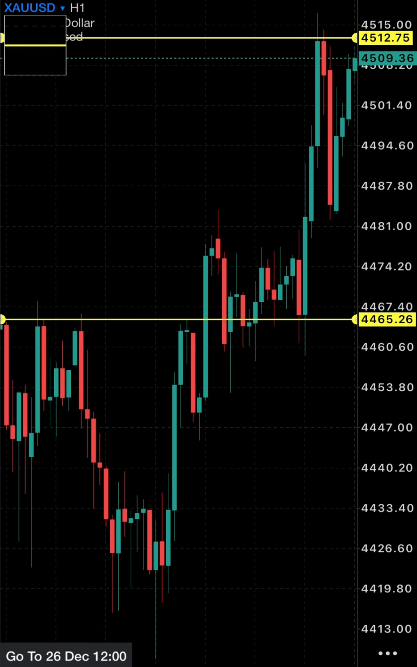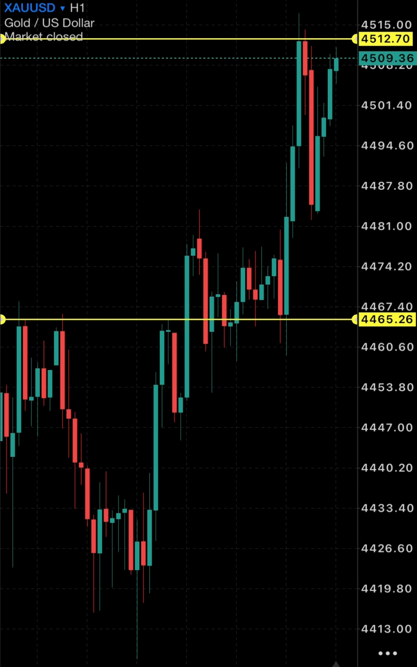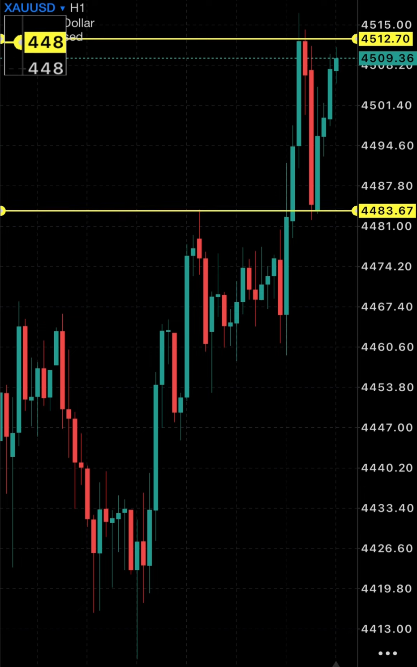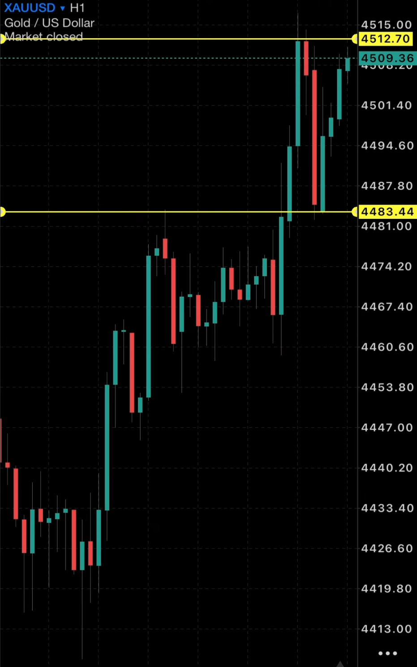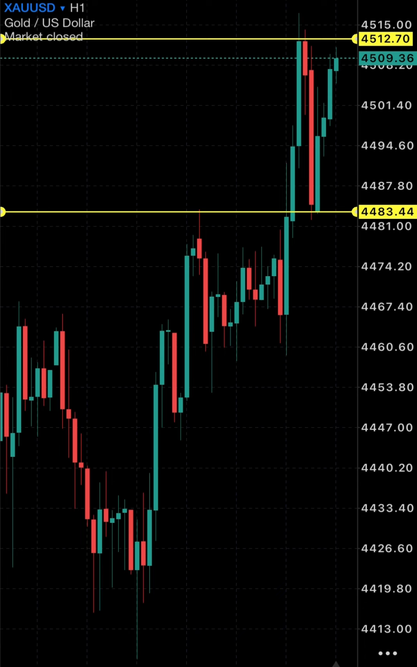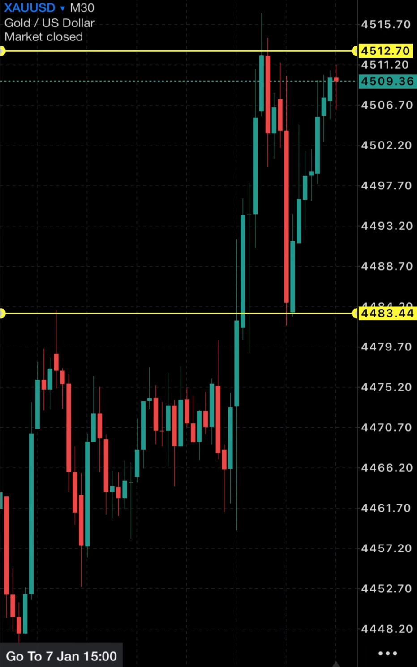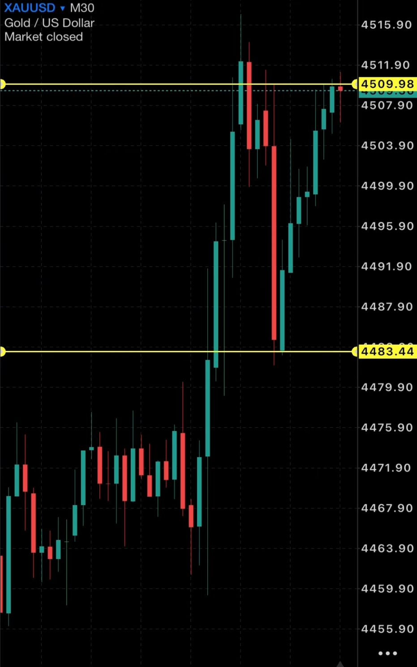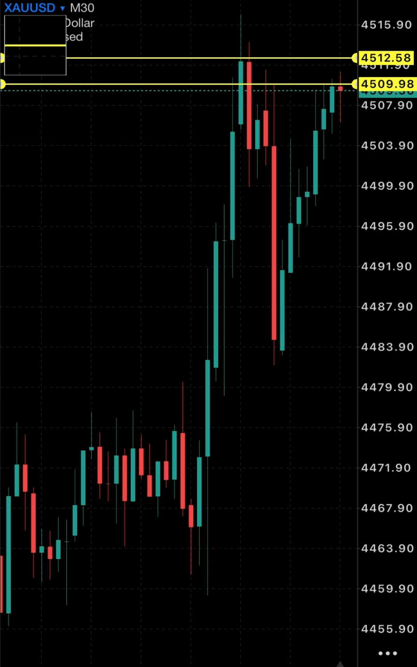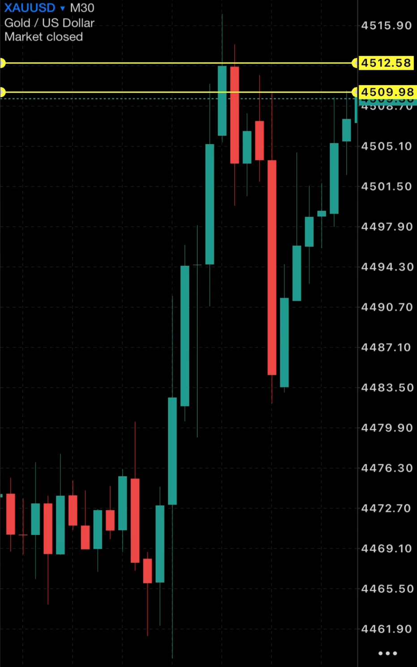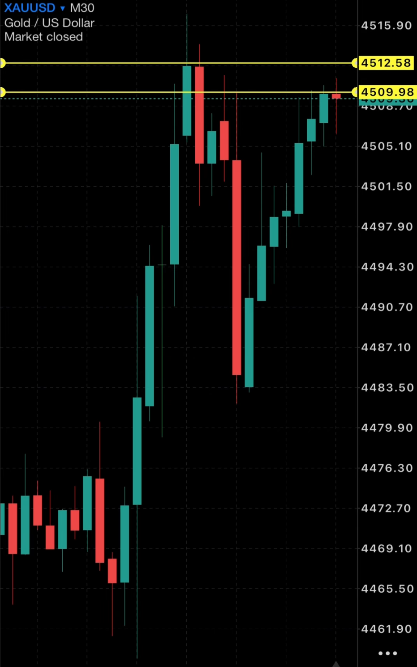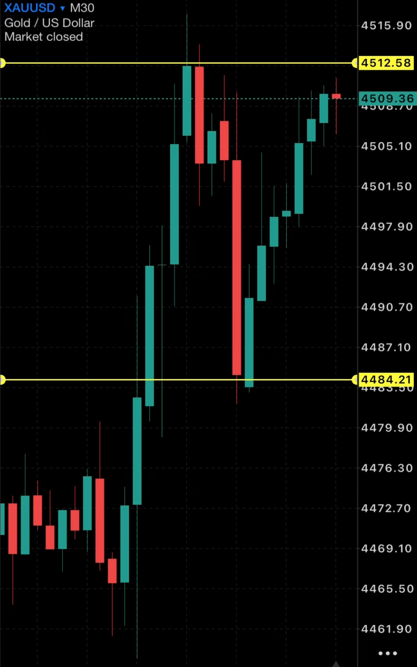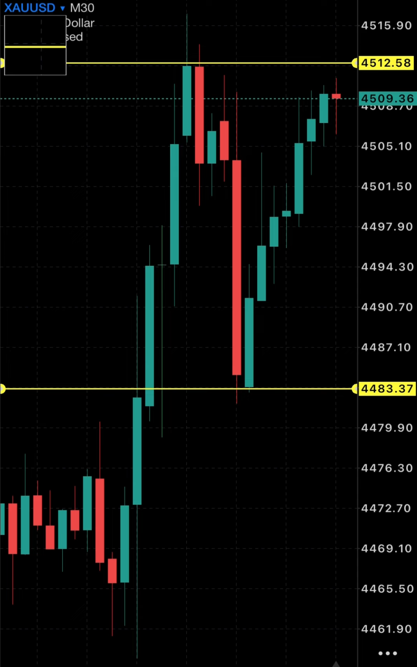On the 1 hour, resistance is coming up at 45.12, and we have our support formed at 44.83. And if we look at 30 minutes, we had a minor resistance formed at 45.09, and the next resistance is just 30 pips away, 45.12. So we're gonna take this resistance as our main resistance, 45.12, and then we have our support at 44.83.